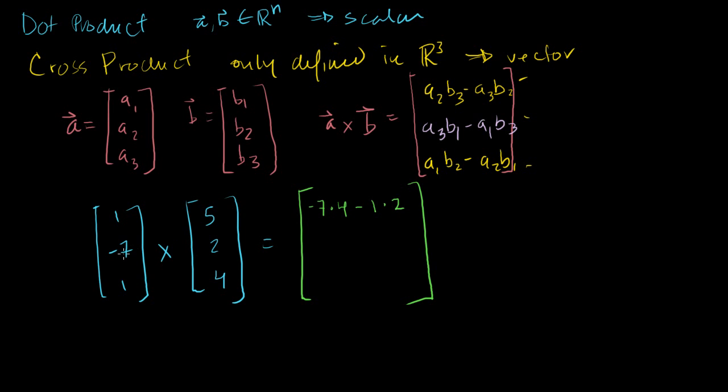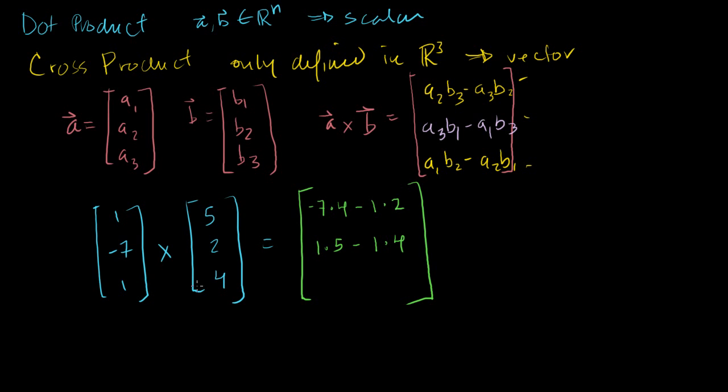Then for the middle term, we ignore the middle terms here. And then we do the opposite. We do 1 times 5, minus 1 times 4. Remember, you might have been tempted to do 1 times 4 minus 1 times 5, because that's how we essentially did it in the first term. But the middle term is the opposite.